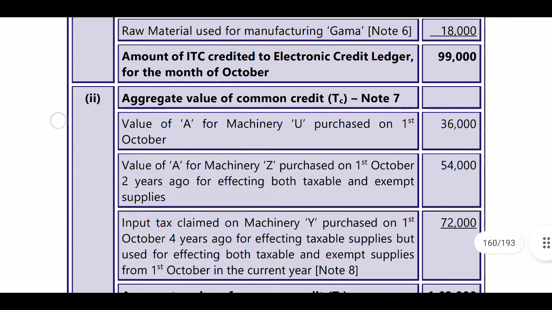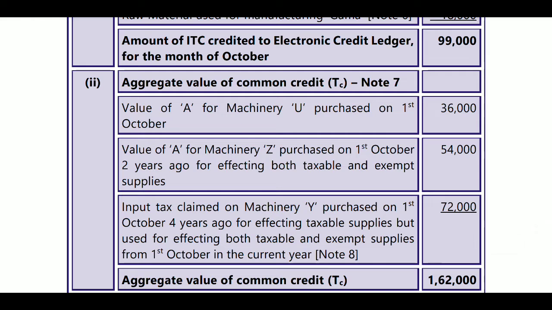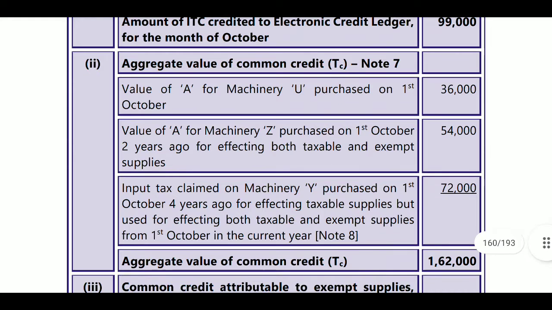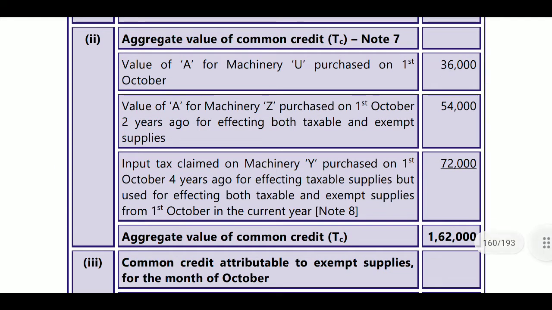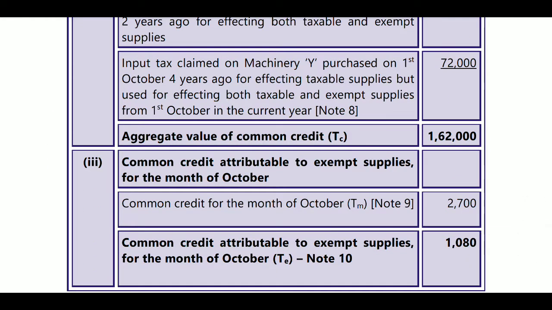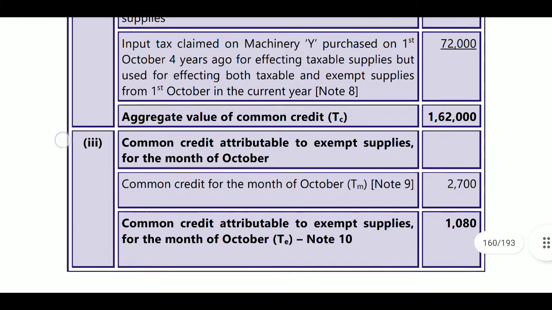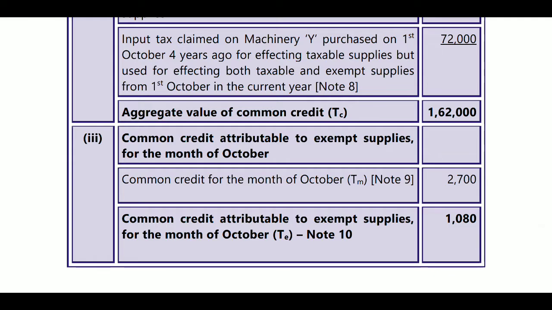Next, aggregate value of common credit. What is the common credit available? Those 3 items, W, Y and Z. That is 36,000, 54,000, 72,000. This is the aggregate value of common credit. And on this aggregate value for the month of October, 1,62,000 divided by 60. It will become 2,700. This is the common credit available for the month of October.